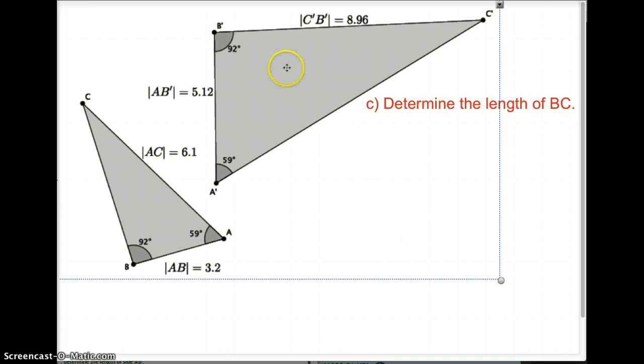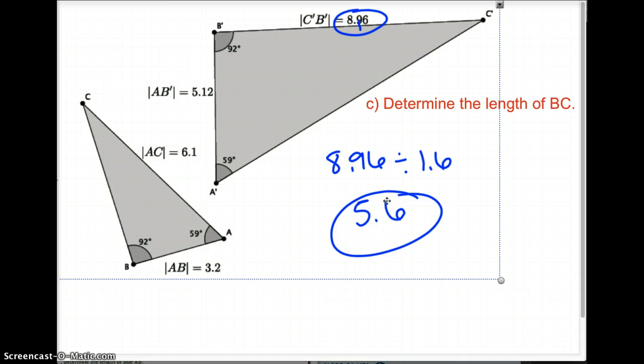Okay, part C on that problem, determine the length of BC. All right, so I know B prime, C prime right here is 8.96. So remember, we had to take the original and multiply it by the scale factor. Well, now I'm going backwards. So I'm just going to take where I ended, 8.96, and divide it by my scale factor, which if I look back, that was 1.6. And again, I'll just plug it right in my calculator here. 8.96 divided by 1.6, and I get 5.6 for the length of BC.